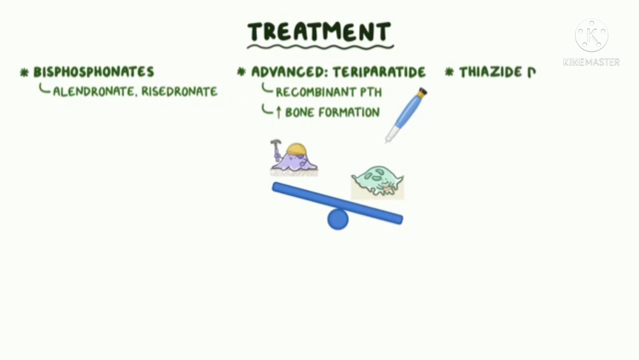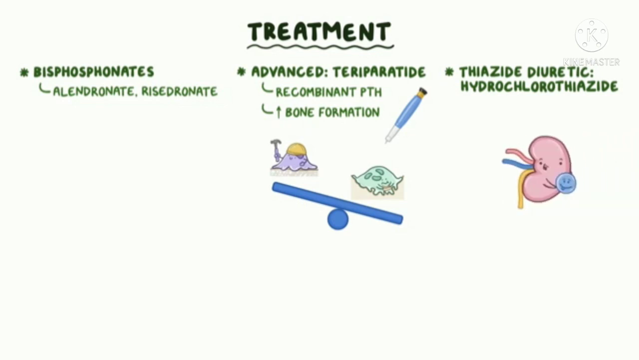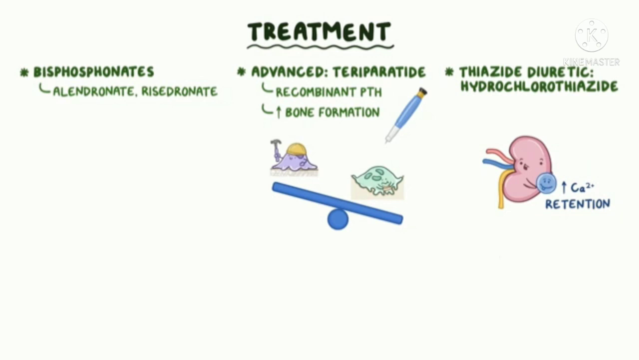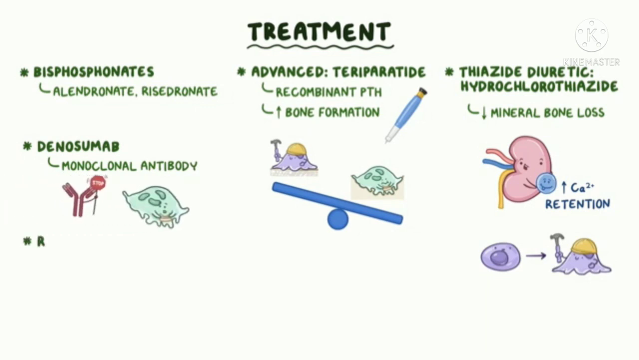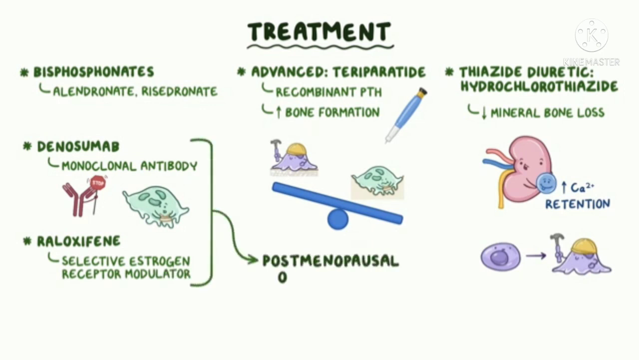Interestingly, a thiazide diuretic like hydrochlorothiazide can be used to treat osteoporosis as well. Hydrochlorothiazide boosts calcium retention in the kidney and directly stimulates osteoblast differentiation, therefore decreasing mineral bone loss. Finally, medications like denosumab, which is a monoclonal antibody that inhibits osteoclasts, and raloxifene, which is a selective estrogen receptor modulator, can be used for postmenopausal osteoporosis.